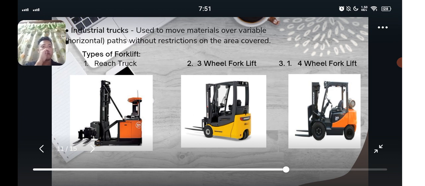The three-wheel forklift is used primarily indoors, in warehouses, or on smooth surfaces, for room and flexibility. Number three is the four-wheel forklift. The power source for four-wheel forklifts can be electric, and it is more stable than a three-wheel forklift, or gasoline, which is typically used outdoors. So that's all for the industrial trucks.